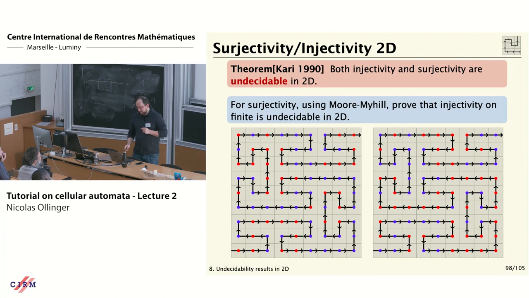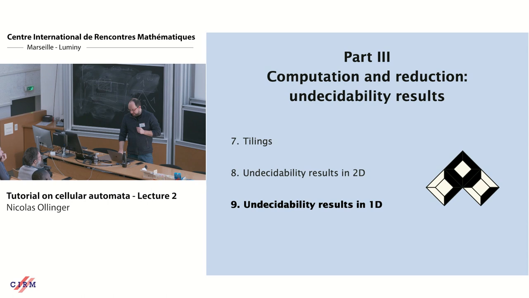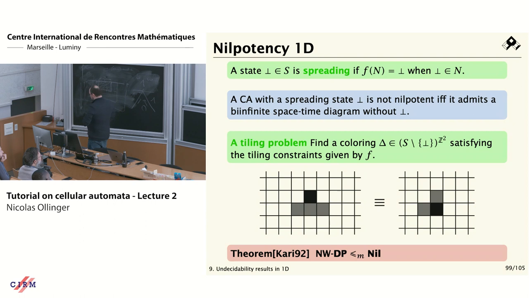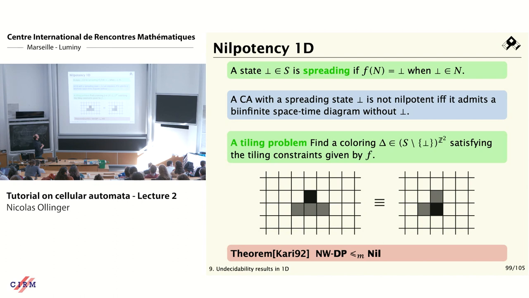And in dimension one, that's what I was saying before. You take your tilings, you take your Wang tiles, and you consider a variant of it. What did I say there? OK, the spreading state, I talked about it already.